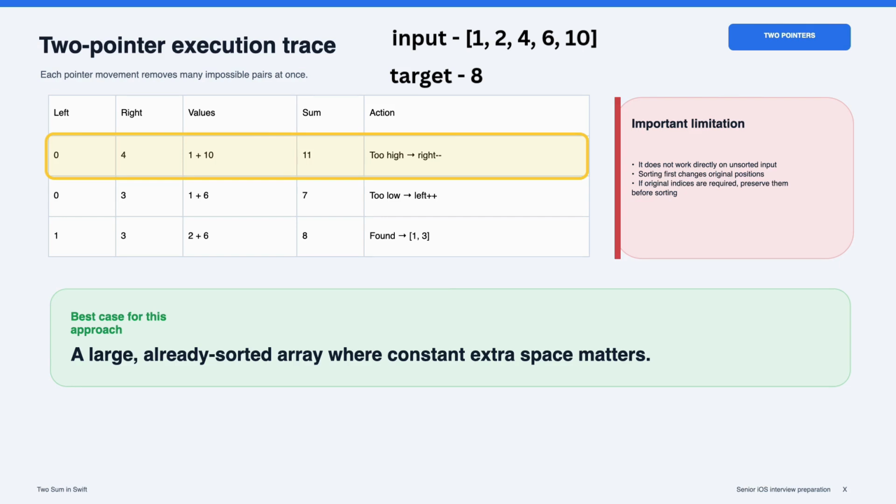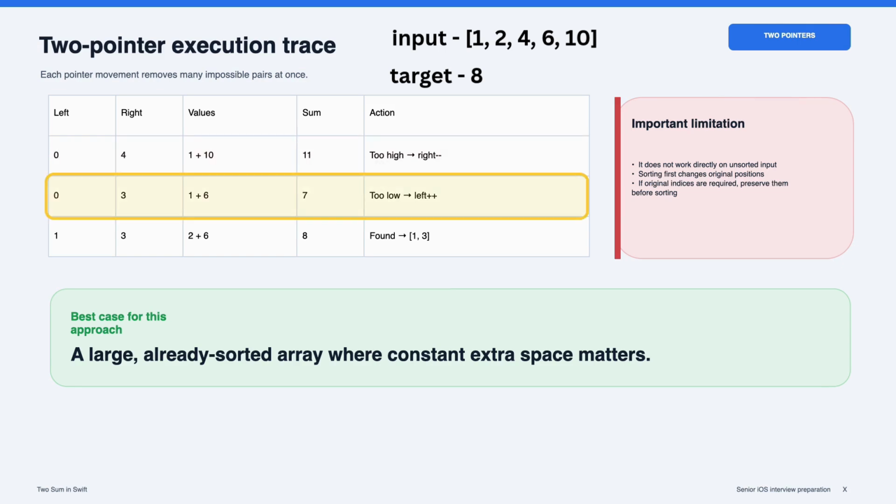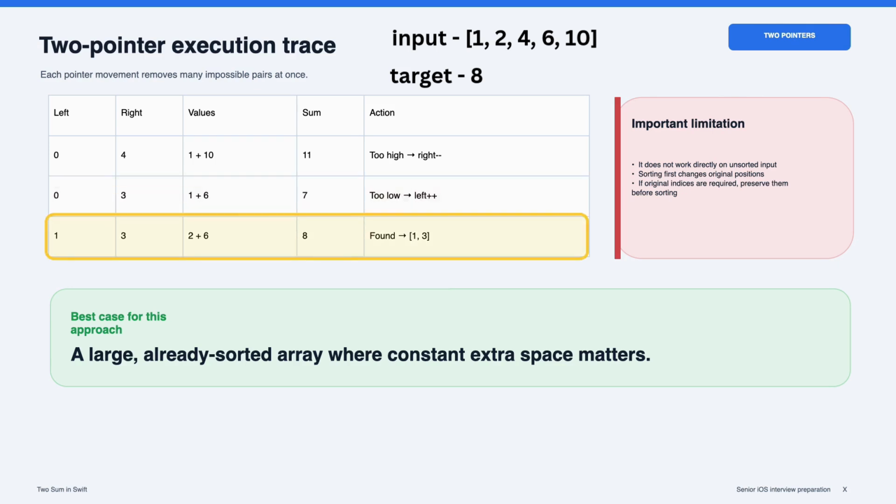In the second iteration, the left pointer will be at position 0 and the right pointer will be at position 3. The values are 1 and 6, so their sum is 7. Since 7 is smaller than 8, the sum is too low. Therefore, we increase the left pointer: left equals left plus 1. The left pointer moves from index 0 to index 1.